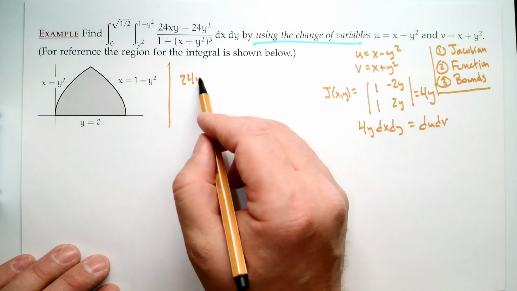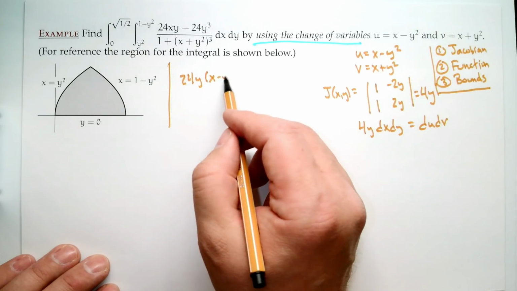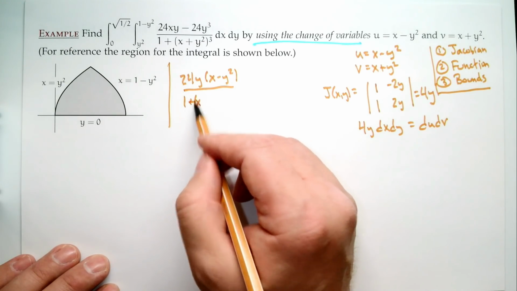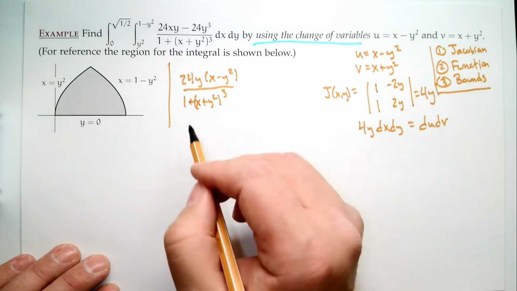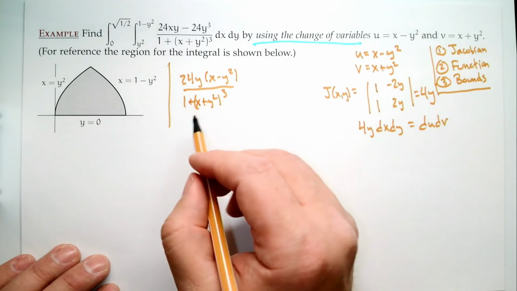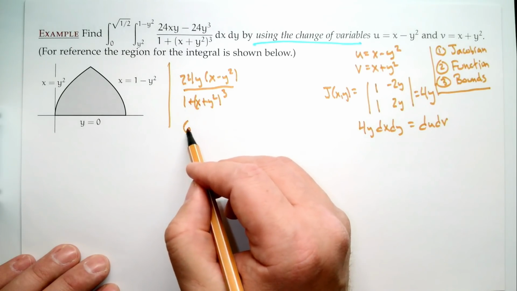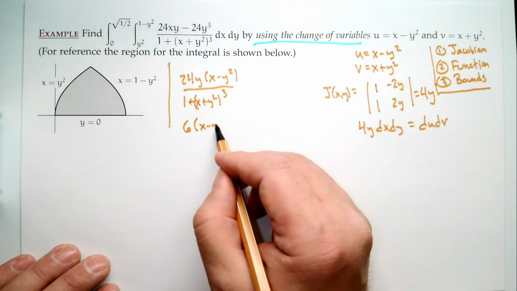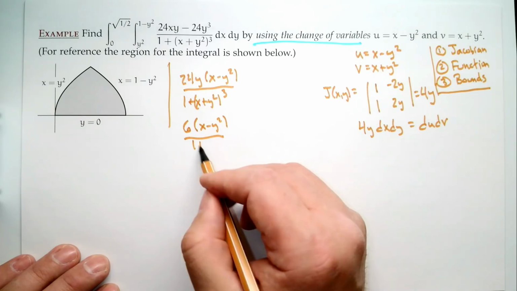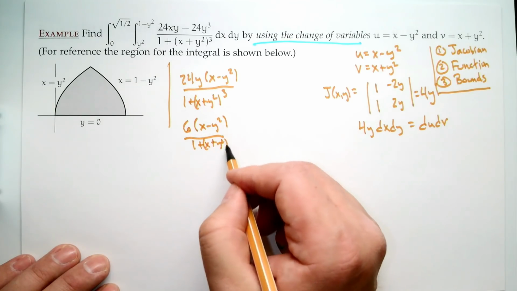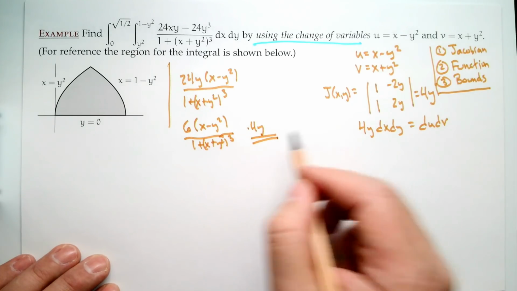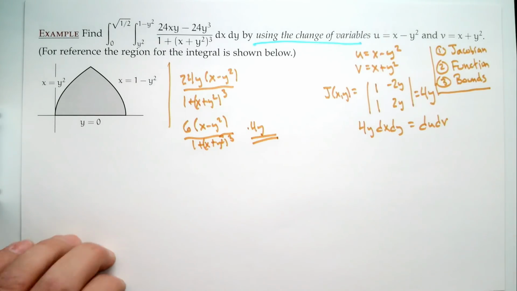So this is 24y times (x - y)² over (1 + (x + y)²)³. So that's our current function. But remember, we want to pull off a 4y. So I'm going to really think of this as 6 times (x - y)² over (1 + (x + y)²)³ times 4y. And this part will go with the dx dy to become part of our du dv. We don't need to worry about that.